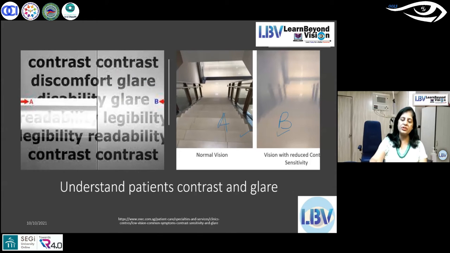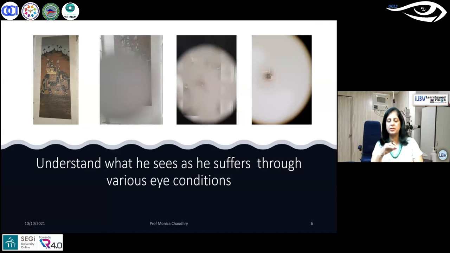Now, all of you, just do a small experiment for yourself. We assume all of us are 6/6 and do not have glare or quality problems in contrast. Just reduce the contrast of your phone screen and make it more bright. What will happen to the 6/6 person's quality also? You need to simulate this to understand that every low vision patient is not just talking about quantity of vision. It is the quality of vision which matters also.